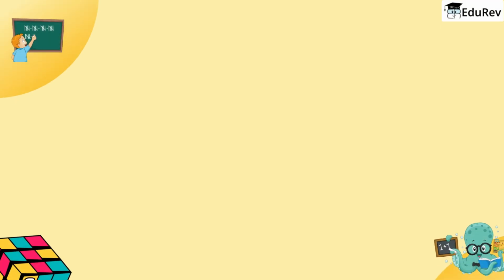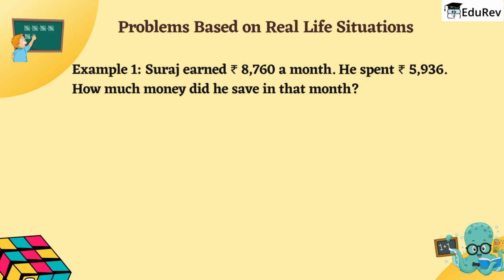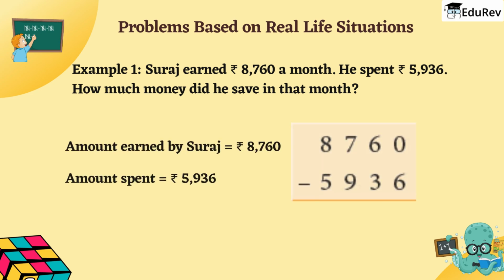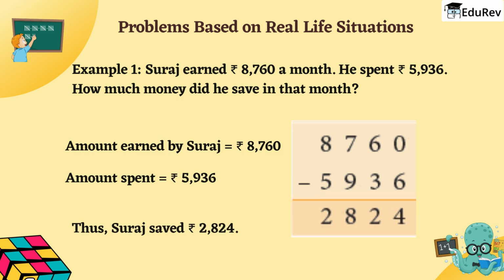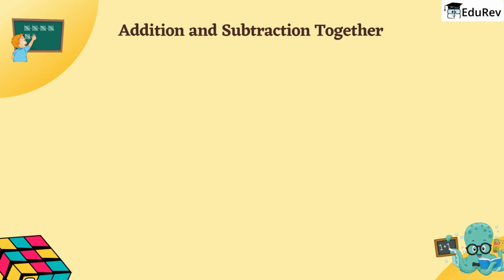Now, let's apply subtraction to real-life situations. For example, Suraj earned 8,760 rupees a month and spent 5,936 rupees. To find out how much he saved, we subtract 5,936 rupees from 8,760 rupees. Suraj saved 2,824 rupees.